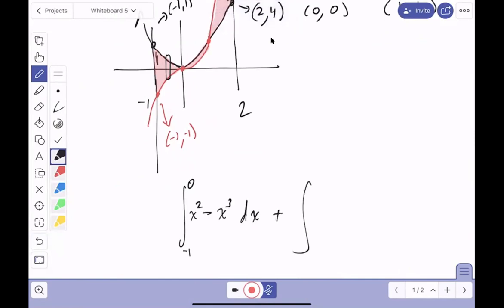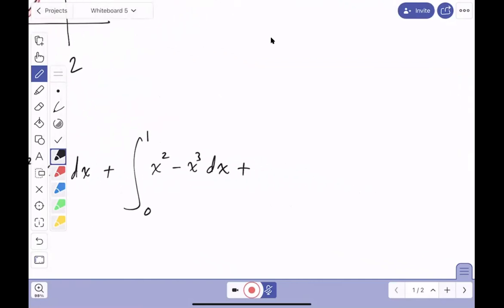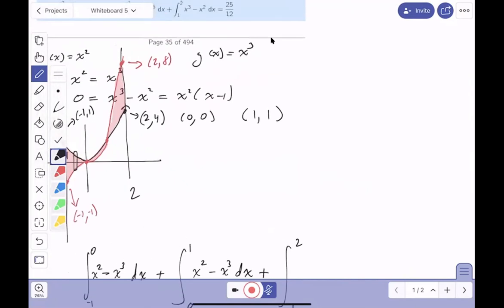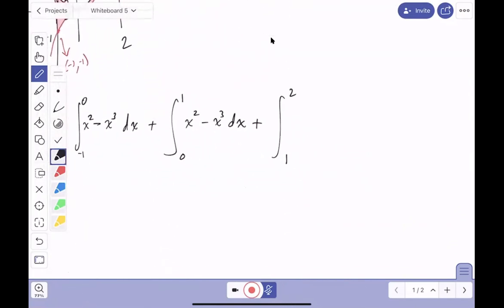Let's do the next one. The next one starts at 0, and it stops intersecting at 1. What's the upper curve? It's still x squared minus x cubed dx. Plus, what are we going to do now? We're starting up at 1, and we're going to 2. Again, let me point out what we're doing. We're going to 2. What's the upper curve now? It's x cubed. What's the lower curve now? X squared dx. All right.